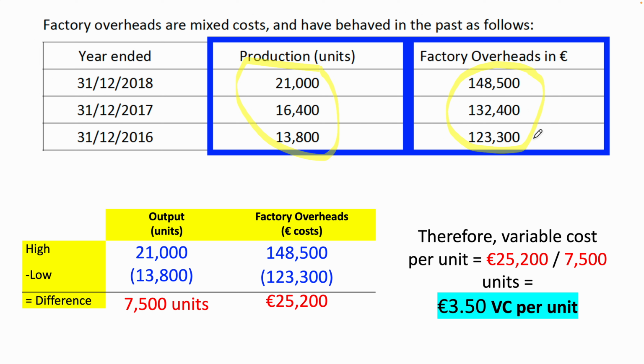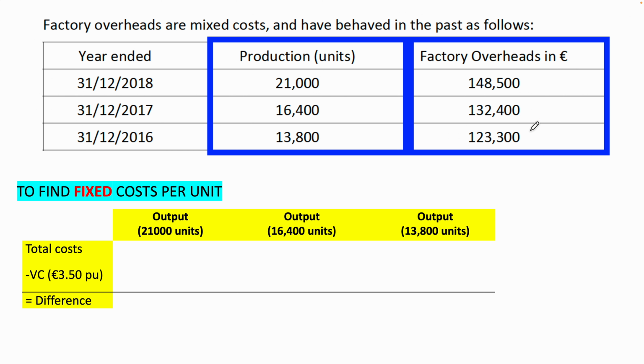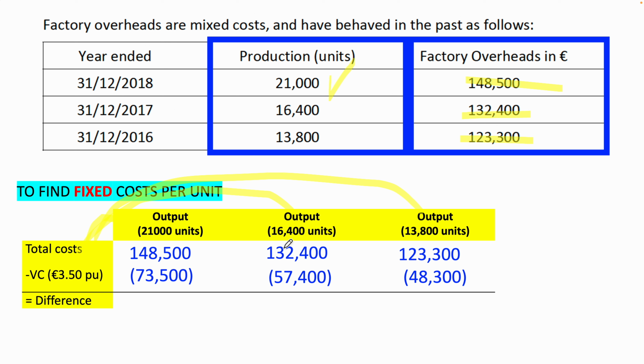We then take that information, the €3.50 variable cost per unit, and we multiply it out by the individual number of units here. We multiply them by €3.50 to find out what the variable costs are. So look, we have the total costs here, the 148,500, the 132,400 and the 123,300. If we multiply the number of units by 3.50, 21,000 by 3.50 is 73,500. 16,400 multiplied by 3.50 is 57,400. And 13,800 units by €3.50 is 48,300.